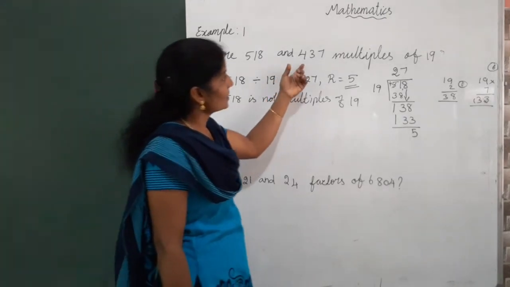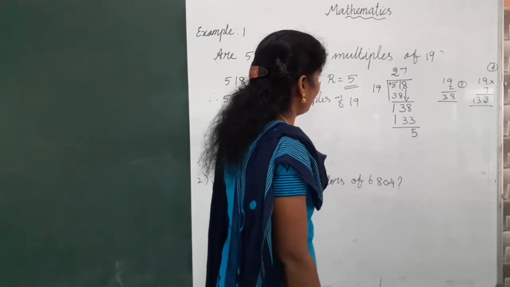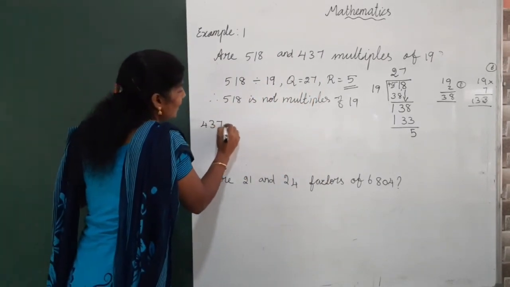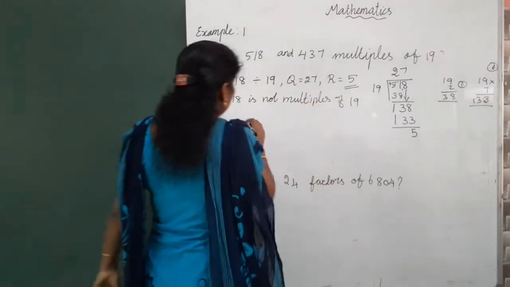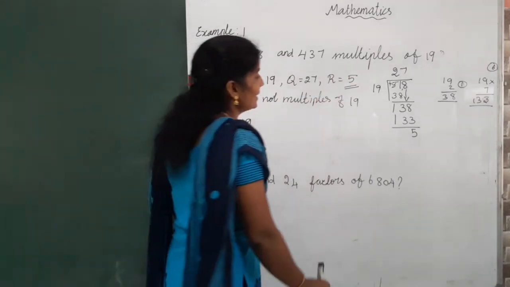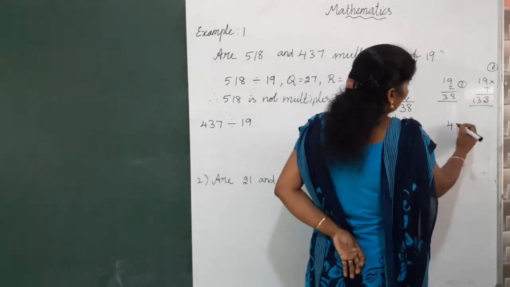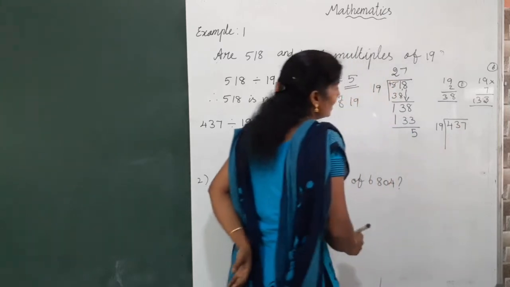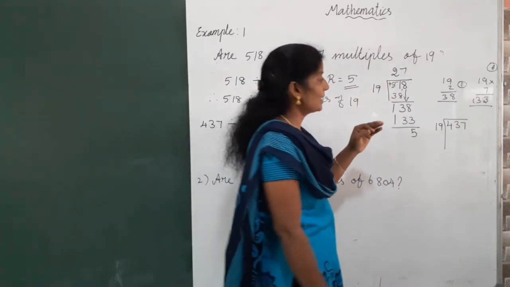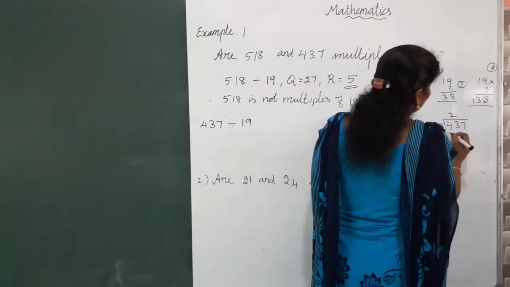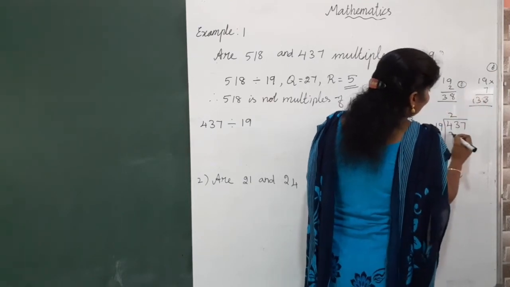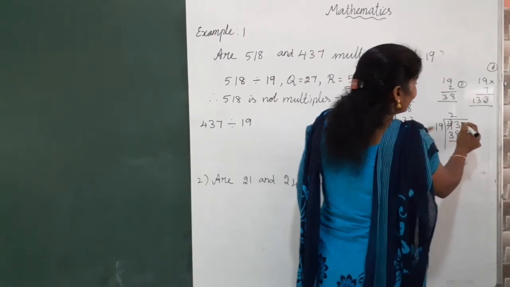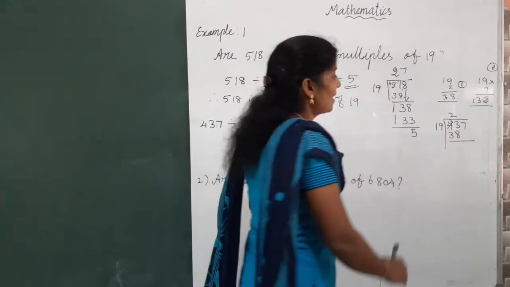Then one more number is given, 437. Now we can check 437 divided by 19. 19, how many times? 2 times, isn't it? 2 times 38. Remaining, here take borrow, here 3, here 13. 13 minus 8 is 5.